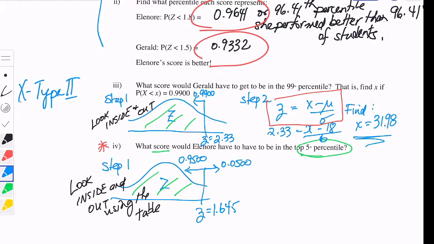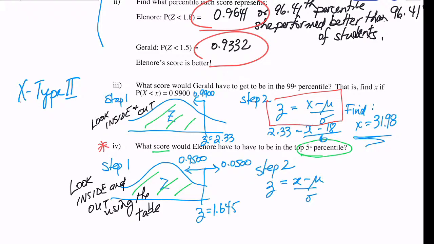And finally, we compute step 2. Am I completed? No, because this is just the number of standard deviations from the mean. But I want to know what's his score. I want to convert or transform this into the variable score on a test. So again, I need to use the formula.